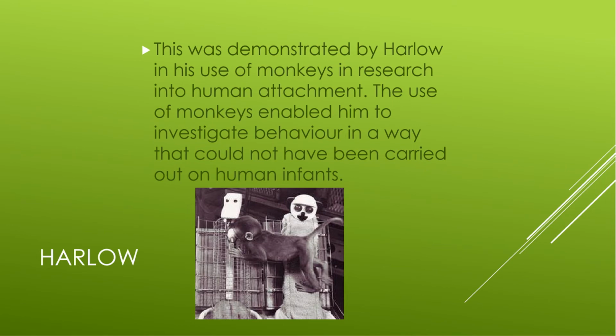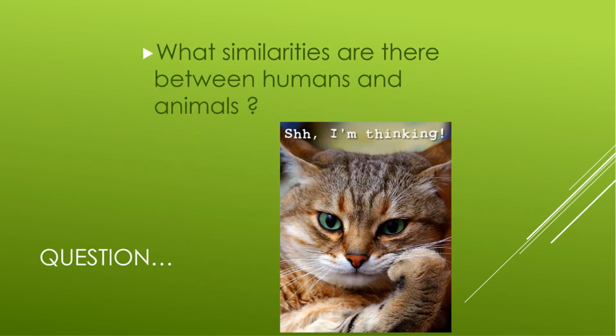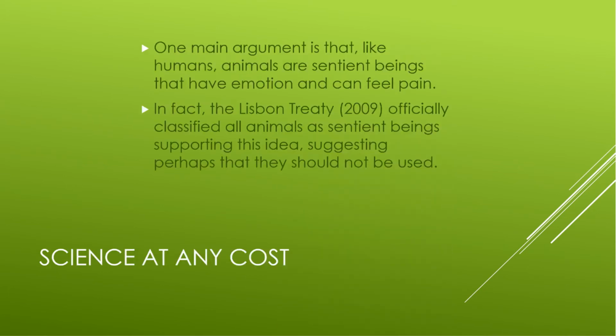What similarities are there between humans and animals? One of the main arguments is that, like humans, animals are sentient beings. They have emotions and they can feel pain in very similar ways to us. So the Lisbon Treaty of 2009 officially classified all animals as sentient beings, supporting this idea, suggesting perhaps that they should not be used in research because they feel and process information exactly the same way in which we do. However, we're going to continue this discussion now.